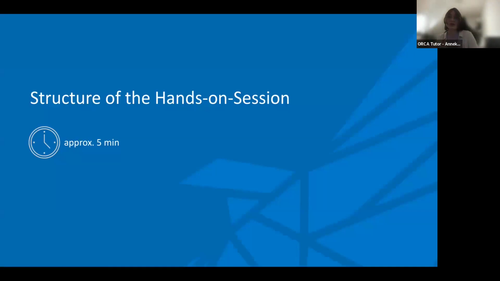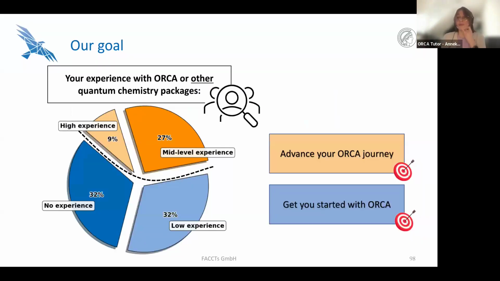And this is where we are going now over to the explanation of the structure of the hands-on session. I think we are quite good in time still. So yeah, as I already said, we are quite a diverse group. You have maybe interest in, for example, spectroscopy or reactivity, or you have never run a calculation. So we want to either advance your ORCA journey from here on out, or get you started with ORCA.